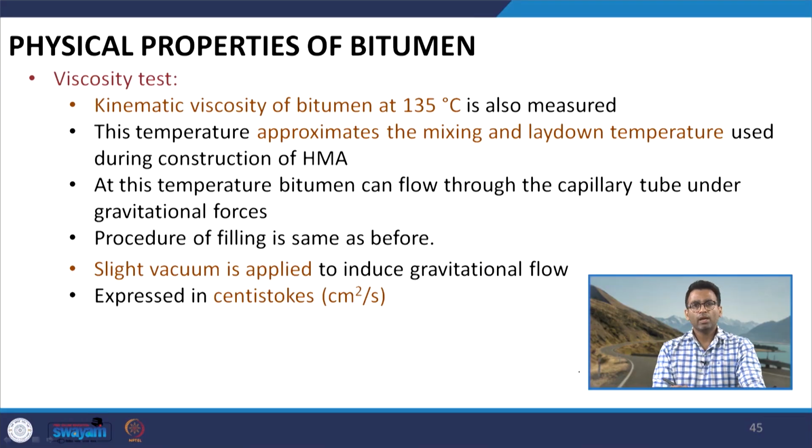In addition to the absolute viscosity of the bitumen, which can be determined using a capillary viscometer, we can also assess the kinematic viscosity of bitumen, especially at higher temperatures. So, this temperature of interest is 135 degrees Celsius. Again, the basic question we have to answer is why 135 degrees Celsius is used to determine kinematic viscosity of the bitumen.